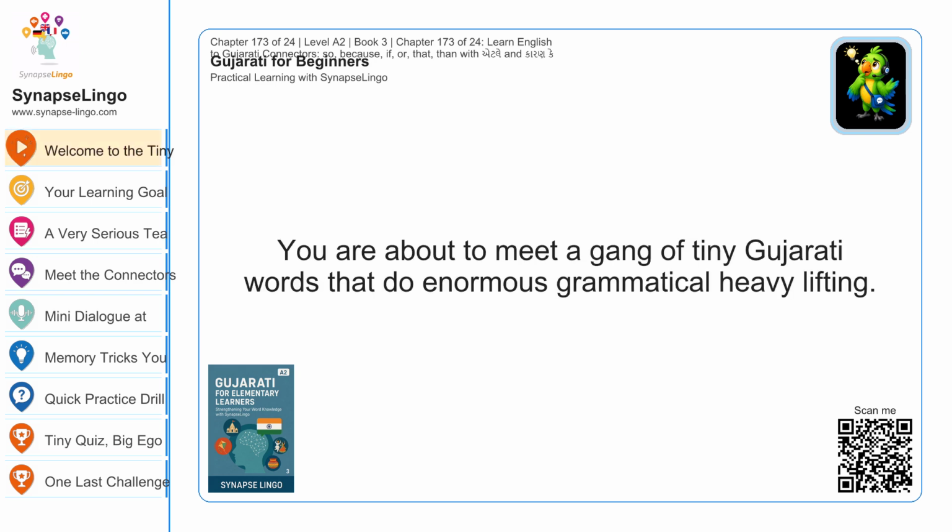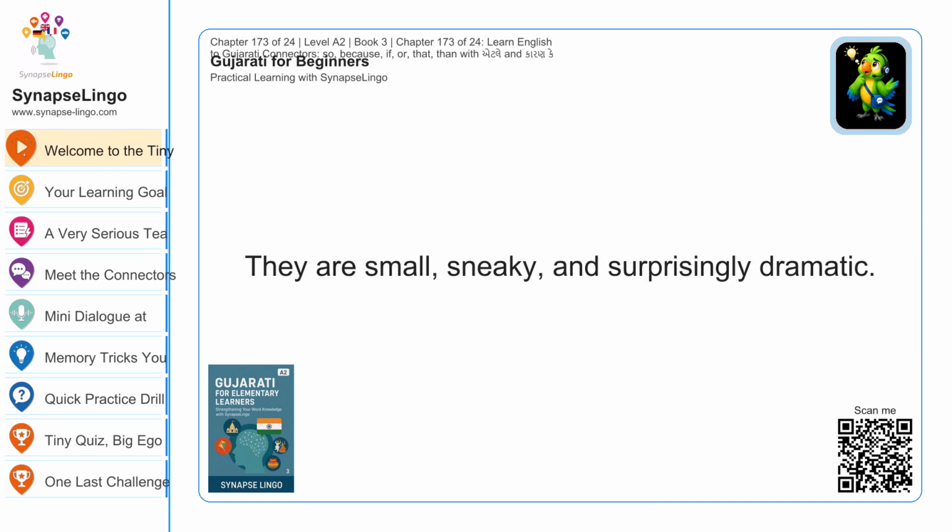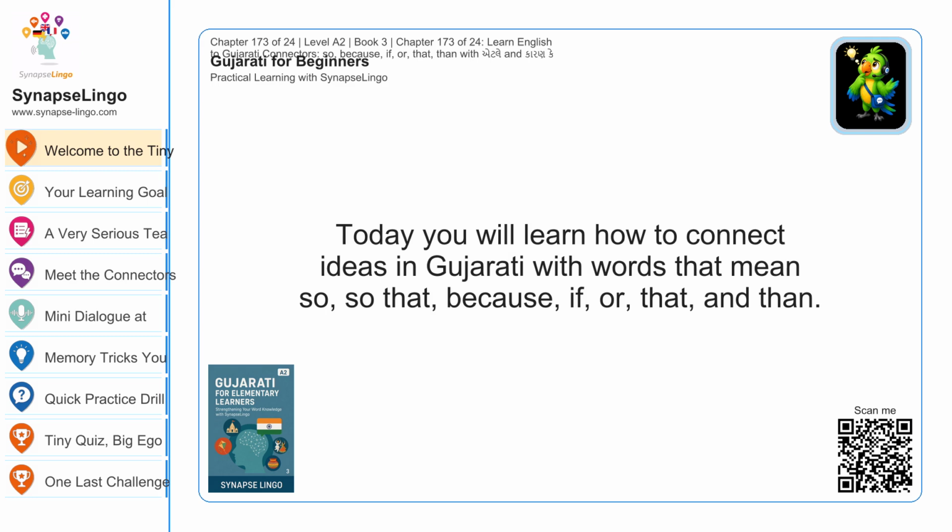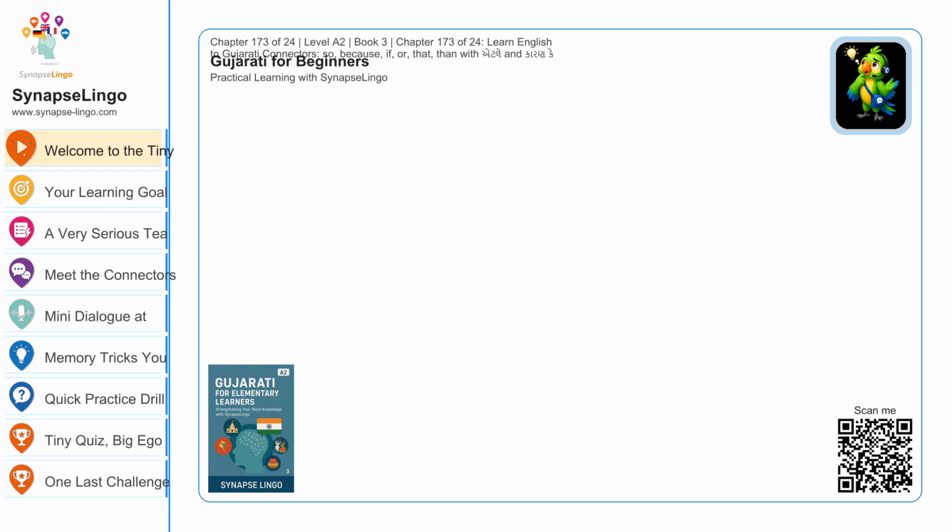You are about to meet a gang of tiny Gujarati words that do enormous grammatical heavy lifting. They are small, sneaky, and surprisingly dramatic. Today you will learn how to connect ideas in Gujarati with words that mean so that, because, if, or, that, and then. Your stars of the show are એટલે, જેથી, કારણ કે, જો, અથવા, કે, and કરતા.